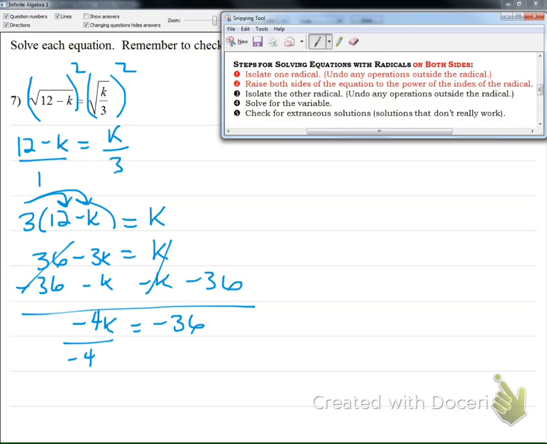Divide by negative 4, divide by negative 4. So k is equal to a negative divided by a negative is a positive. 36 divided by 4 is 9.